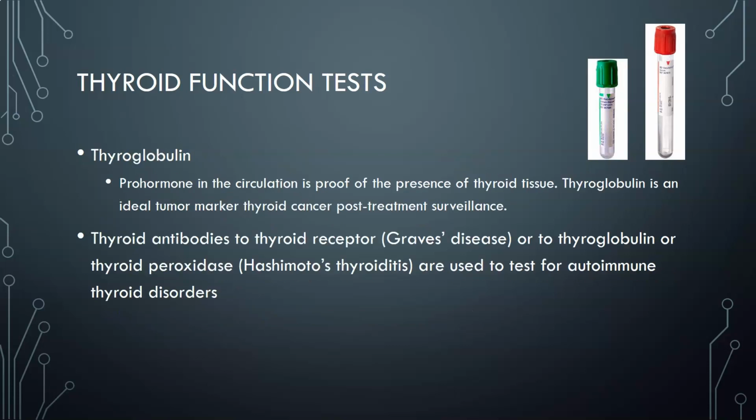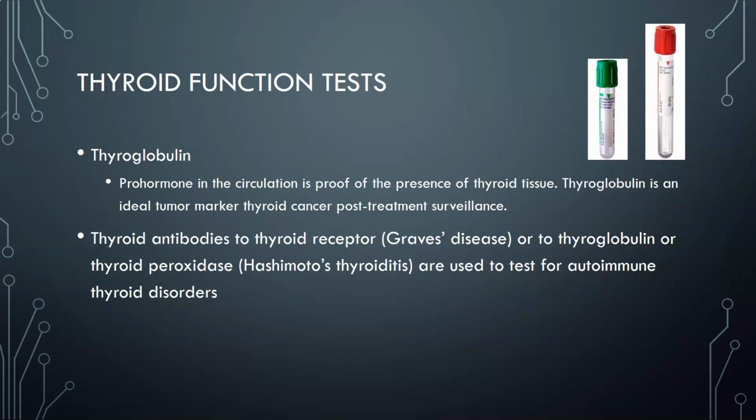Then you can do thyroglobulin levels. It's a prohormone, so remember you need thyroglobulin to build T3 and T4. And if it is in the circulation, it's usually proof of the presence of thyroid tissue or destruction of thyroid tissue. And so thyroglobulin is an ideal tumor marker for thyroid cancer post-treatment surveillance.